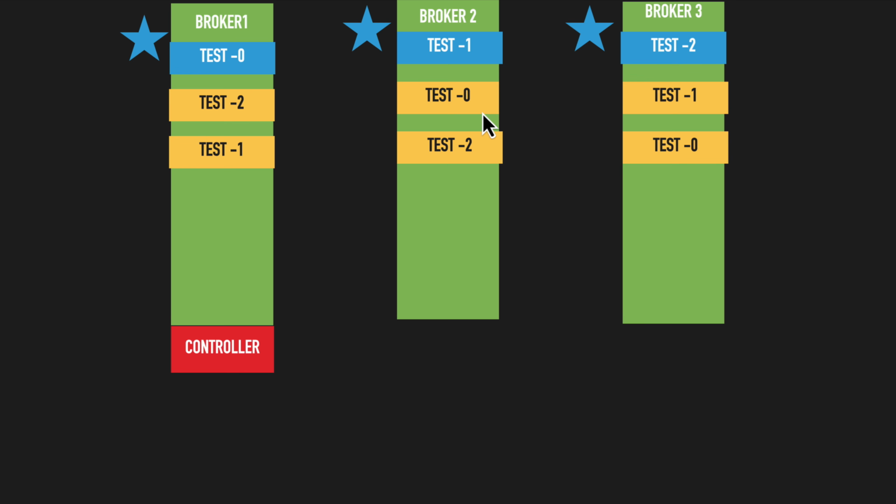Now imagine you are pushing data to test 1. For example, let's say the producer is pushing data to test 1 because this is the leader. Here we have a replica of test 1. Here we have a replica of test 1.